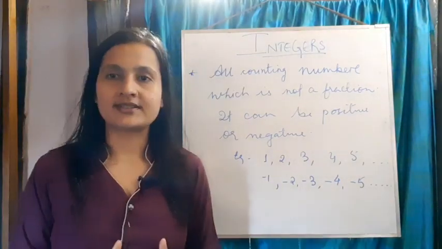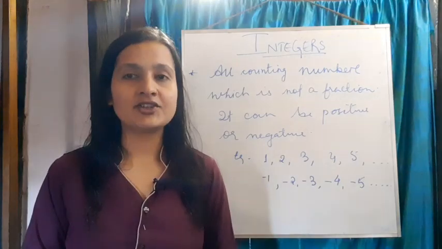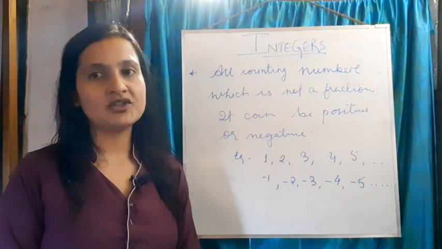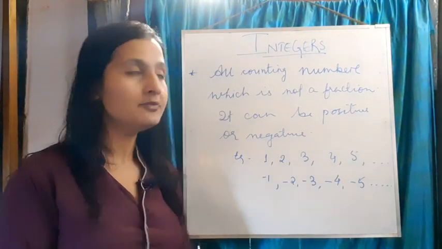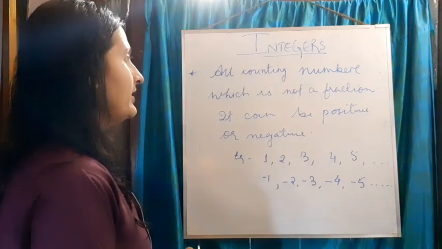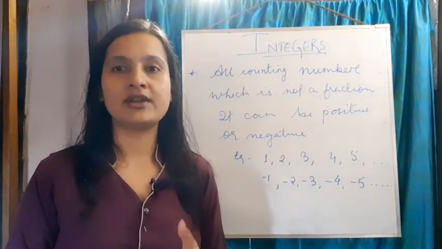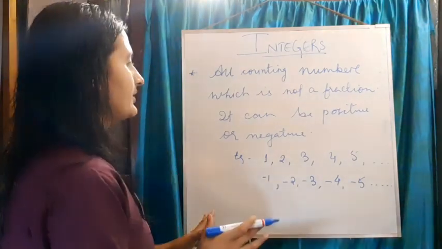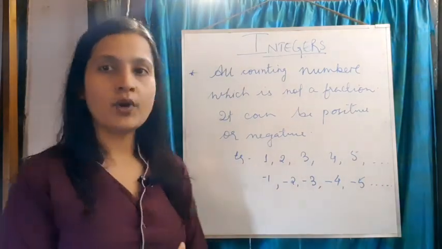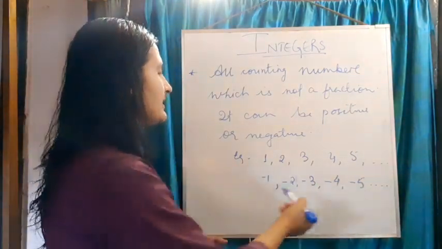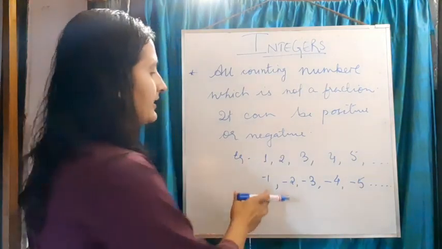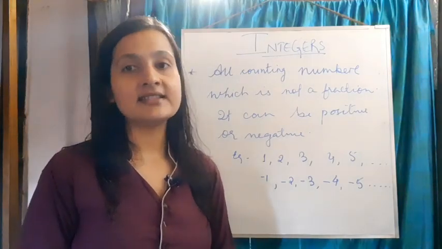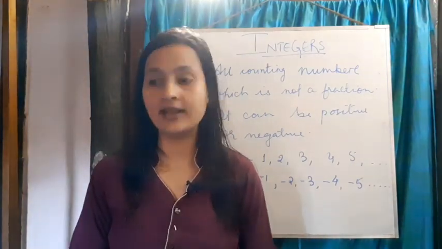Integers are counting numbers. I have taught you natural numbers and whole numbers, right? They are all counting numbers, which are not fractions. And they can be positive or negative. So all counting numbers, including your natural numbers and whole numbers except 0, are called your integers. These integers can be negative or positive, like 1, 2, 3, 4, 5, which are positive integers, and -1, -2, -3, -4, -5, which are called negative integers.